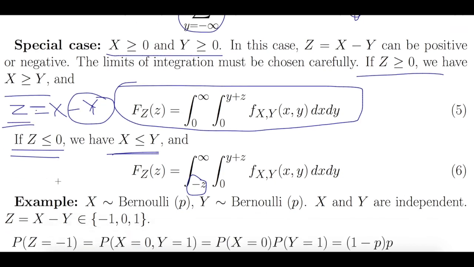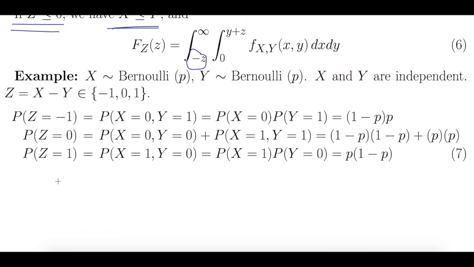Now let's see two examples here. The first example is for a discrete random variable. We have x as a Bernoulli with parameter p and y as a Bernoulli with parameter p, which means that x can only be 0 and 1 and y can only be 0 and 1, which means that z can be negative 1, 0 and 1. If you subtract all the combinations of 0 and 1, you get three values: 1 minus 1, 1 minus 0, 0 minus 1, and 0 minus 0. So for all those four combinations, we have this PMF here.